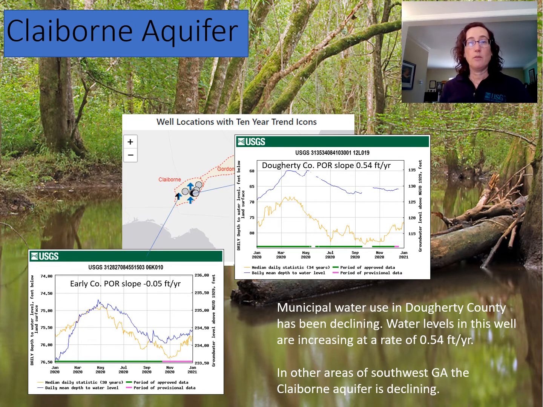Water levels in the Claiborne Aquifer were above median levels in Dougherty County, but below median levels for the first 2 months of 2020 in Early County, then rose above median levels in Early County. The long-term water level trends are increasing in Dougherty County and decreasing in Early County. Municipal water demand for the city of Albany and Dougherty County has been decreasing in recent years. However, demand for irrigation from the Claiborne Aquifer in this part of southwest Georgia is increasing due to restrictions put on other aquifers by EPD.